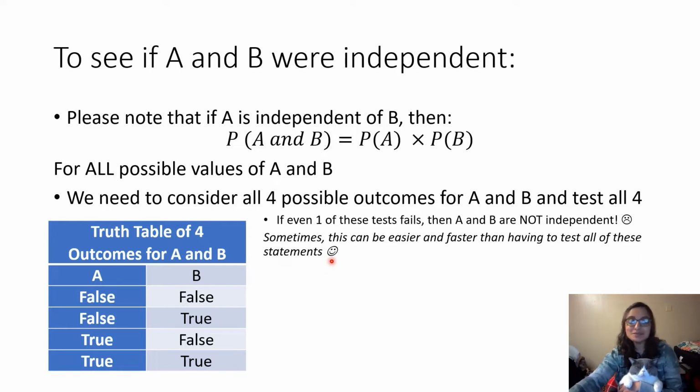So sometimes when you're doing these tests by hand, to see if A and B are independent, calculating out this formula can take a while: testing that both are false, if this holds, testing if A is false and B is true, testing one by one by one. But if one of these fails, then you can just say that A and B are not independent, and then you can be done. So sometimes you might even just want A and B to not be independent, because you might be spared from testing all of these out.